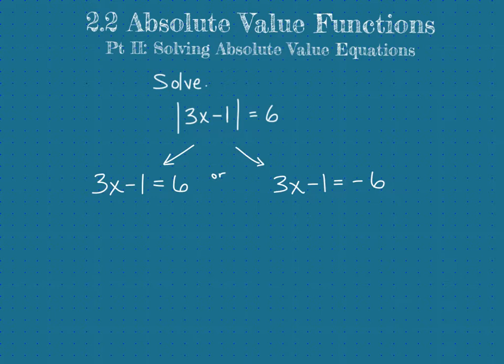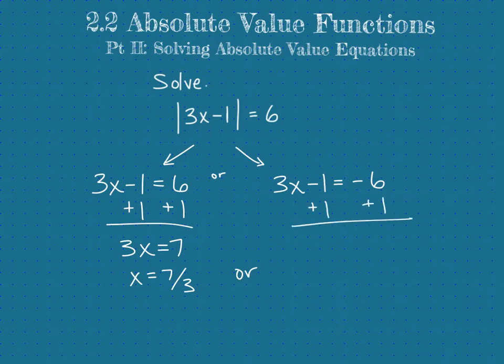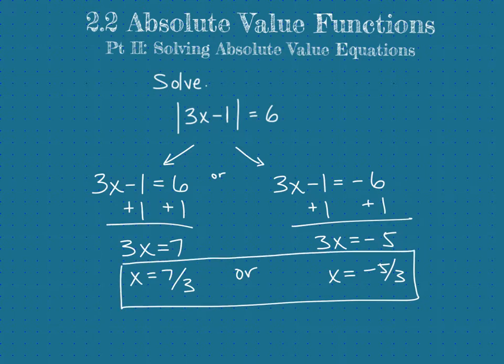So once our absolute value is isolated, it's all alone, which this was, we set what was inside to +6, and we also set it equal to -6 because we have two possibilities. Then we solve. So we'll solve this side first. We'll get 3x equals 7 and divide both sides by 3 to get 7/3 is one possibility. Or on this side, we'll solve, get 3x equals -5, divide both sides by 3, and we'll get that x could have been 7/3 or -5/3.